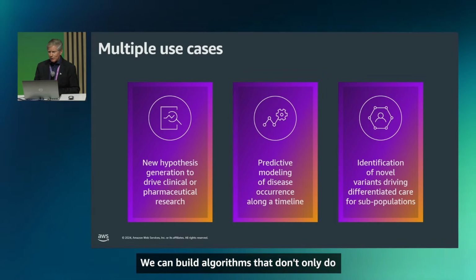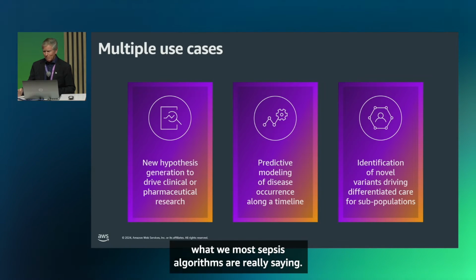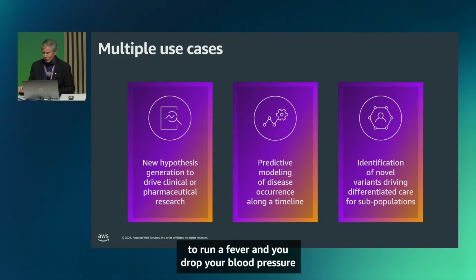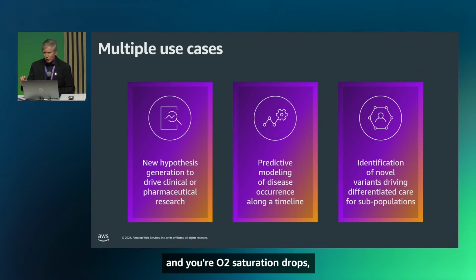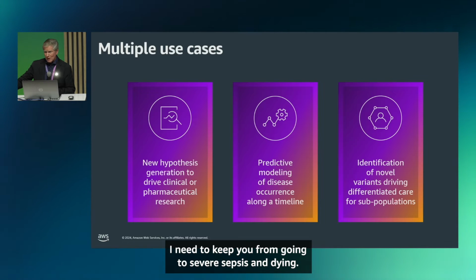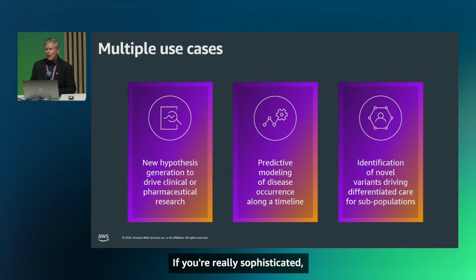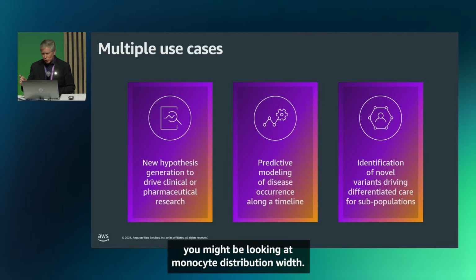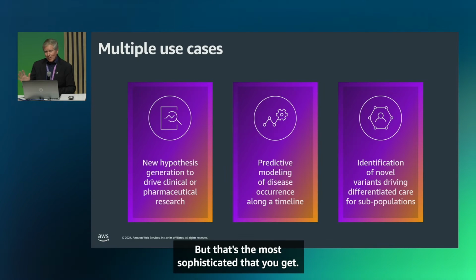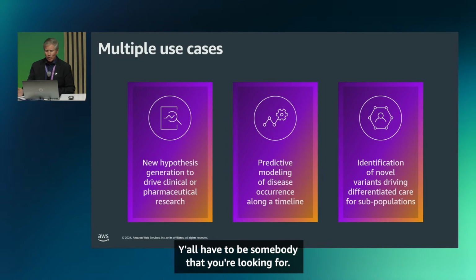We can build algorithms that don't only do what most sepsis algorithms do, which is: once I've got you in the hospital, I know that if you start to run a fever and your blood pressure drops and your O2 saturation drops, you're probably going into early sepsis. I need to keep you from going to severe sepsis and dying, right? So that's what most algorithms do. If you're really sophisticated, you might be looking at monocyte distribution width that comes off your Coulter count. You have a special instrument to look at that, right? But that's the most sophisticated that you get. You already have to be in the hospital. You have to be somebody that you're looking for.